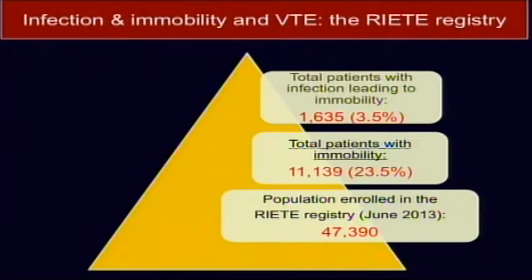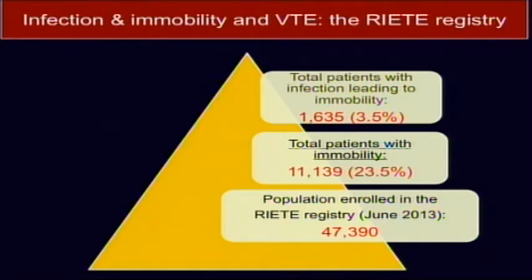But let's move to a different study. That's the last study that I will mention in terms of epidemiology. These are the data from a large registry that was originally set up in Spain, but now it is spread out in all of Europe. We are talking about a population of almost 50,000 patients. And in this study, people looked for the risk factors for venous thromboembolism. In 23% of the cases, it was some degree of immobility, and this was associated with an infection in 3.5% of the cases.